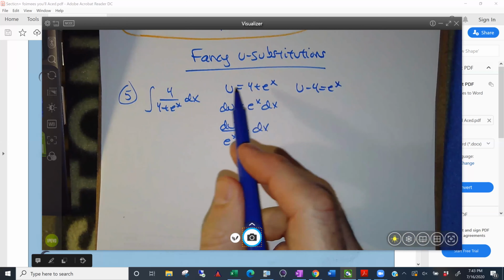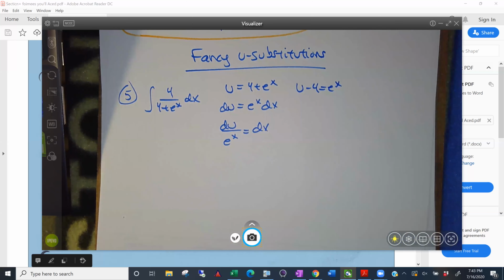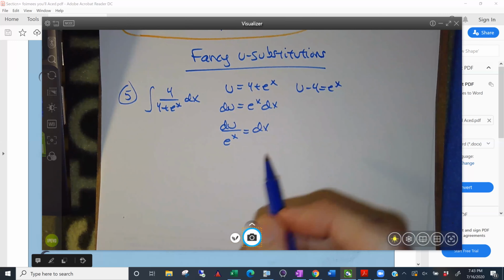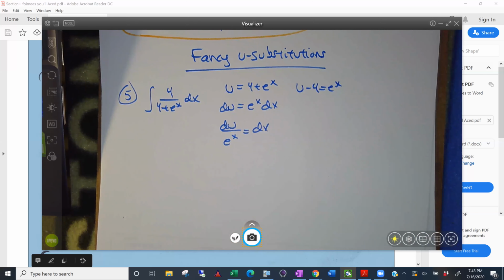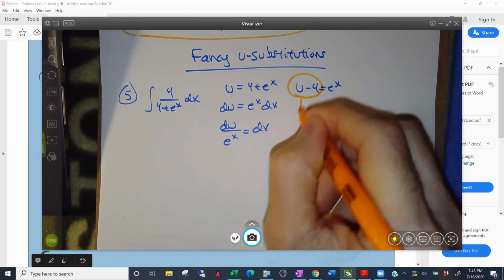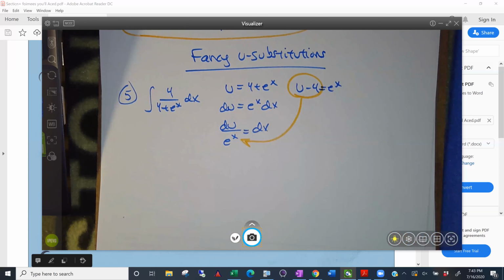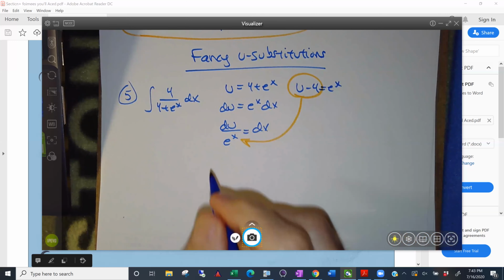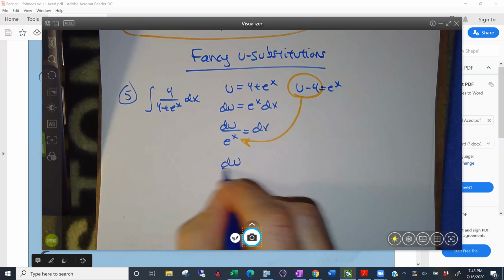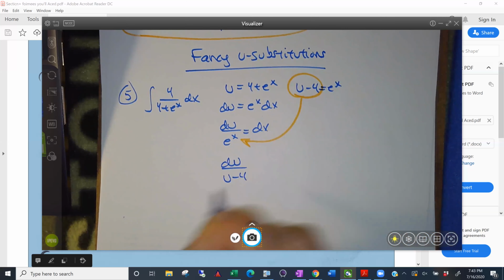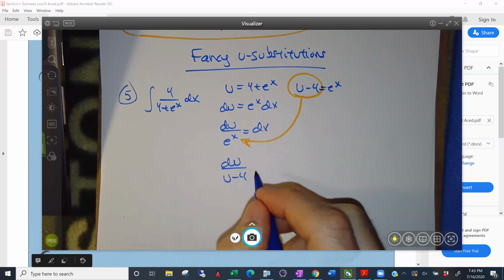Well, I can get around that problem this way. Let's move the 4 to the other side. I get u minus 4 equals e to the x. So I can take this and plug it in here and get dx equals du over u minus 4. Okay, that's what I needed. That's my dx term.